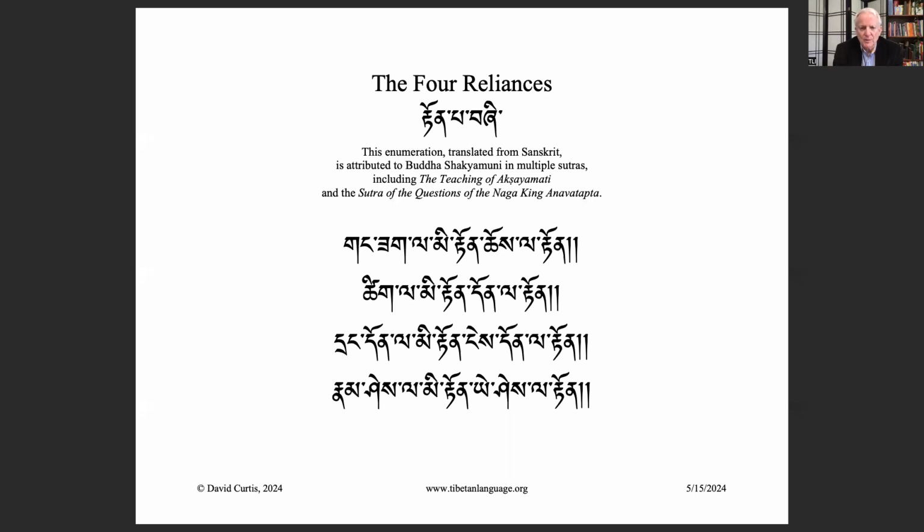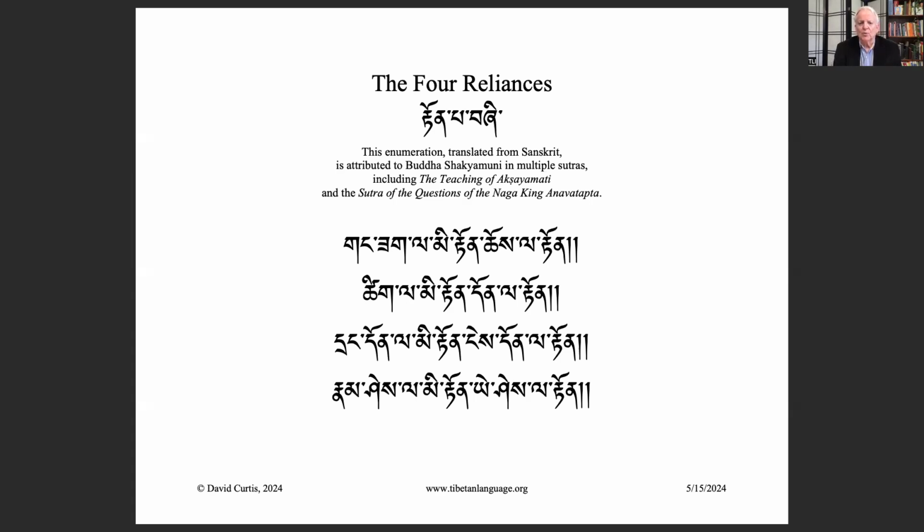Here we go. It's called the Four Reliances, and this enumeration was translated originally from the Sanskrit, like so many of the prayers and other things we find in the Tibetan language. It's attributed to Buddha Shakyamuni in multiple sutras, including the teaching of Akashyamati and the Sutra of Questions of the Naga King, Anavattata.